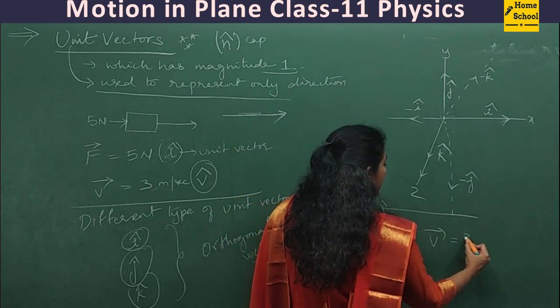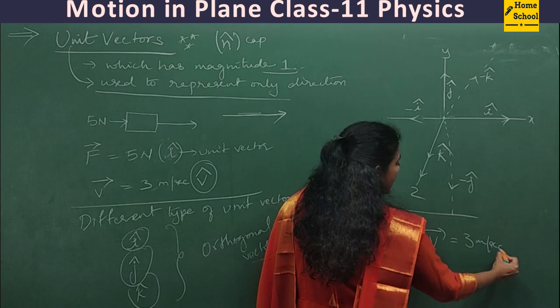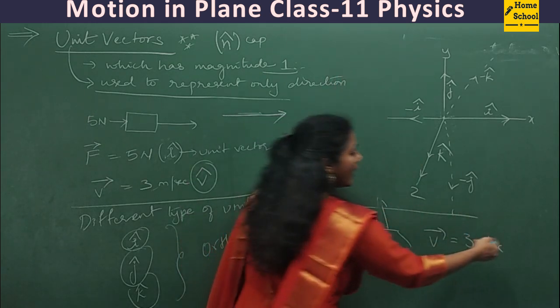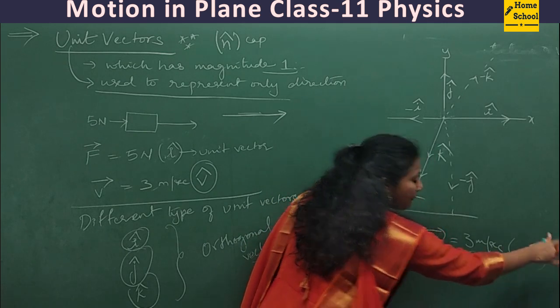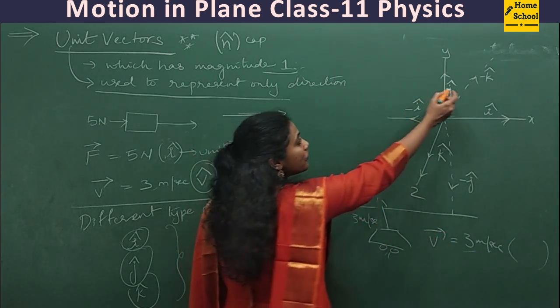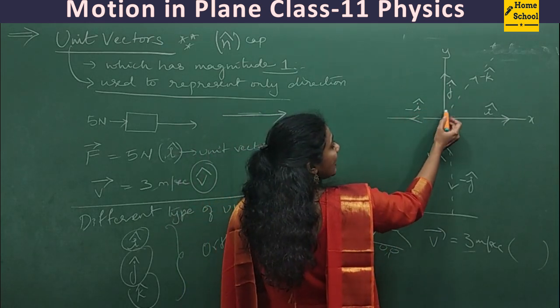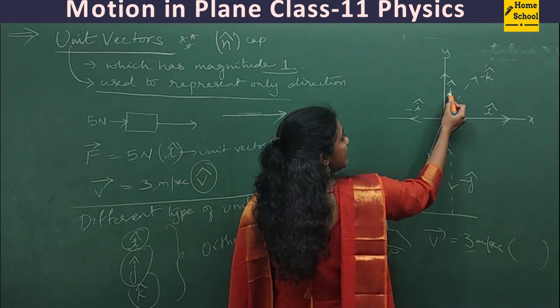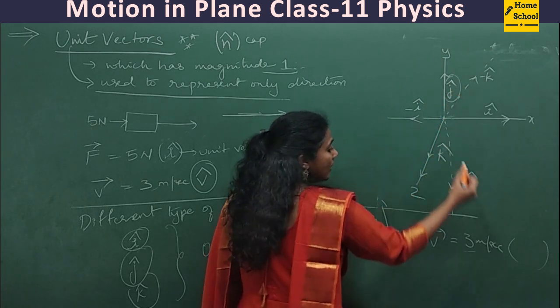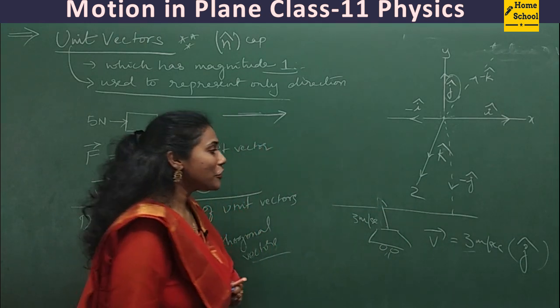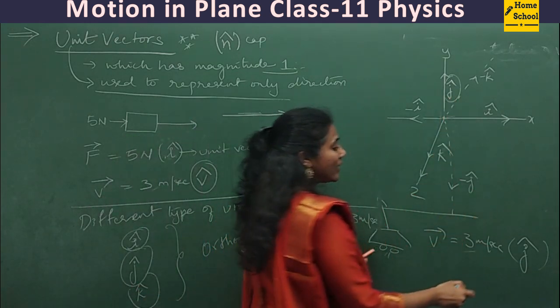Velocity vector is equal to 3 meter per second. This is the magnitude. Direction, I don't tell it as the car is moving upwards. I cannot write direction as upwards. Instead of that, I can write with the help of a unit vector. If a vector is moving in positive y-axis, how do you represent a unit vector? You will represent it as j cap, right?